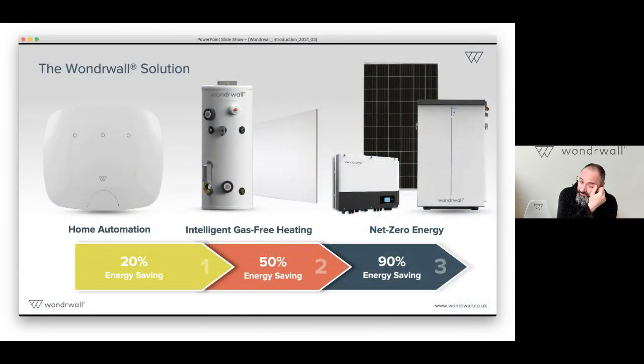What does this do to energy consumption? And as there's 3 different solutions, you'd expect 3 different behaviors within energy consumption. So just through deployment of the home automation solution, just through the light switch deployment, we've seen around 20% energy savings, as in energy savings.